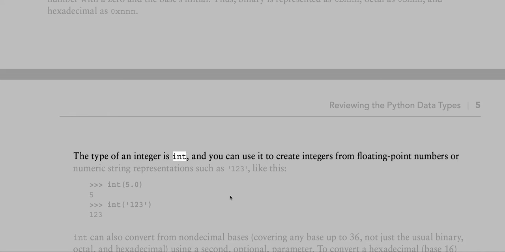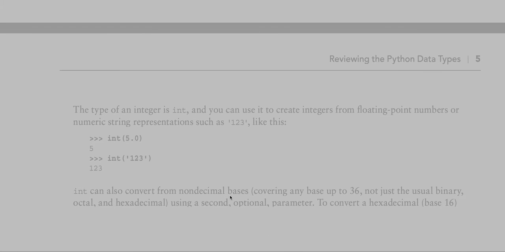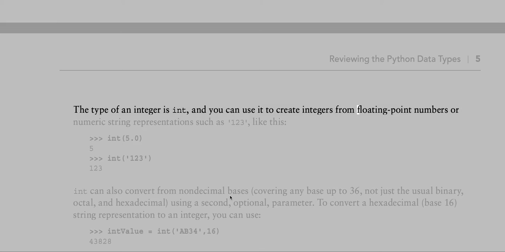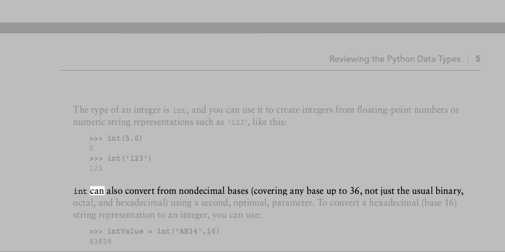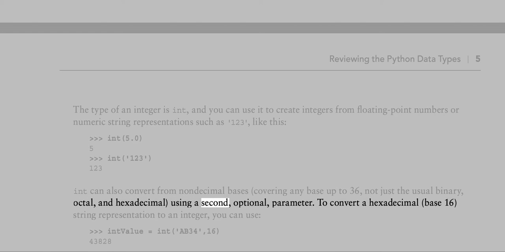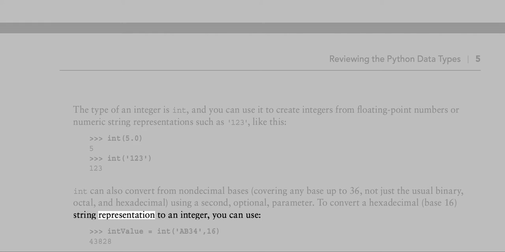The type of an integer is int, and you can use it to create integers from floating point numbers or numeric string representations such as 123, like this: int 5.0 gives 5, int 123 gives 123. Int can also convert from non-decimal bases, covering any base up to 36, not just the usual binary, octal, and hexadecimal, using a second, optional, parameter. To convert a hexadecimal, base 16, string representation to an integer, you can use value equals int AB34, 16, which gives 43828.